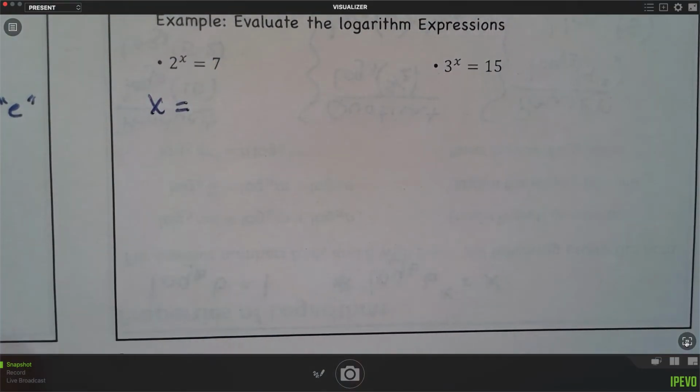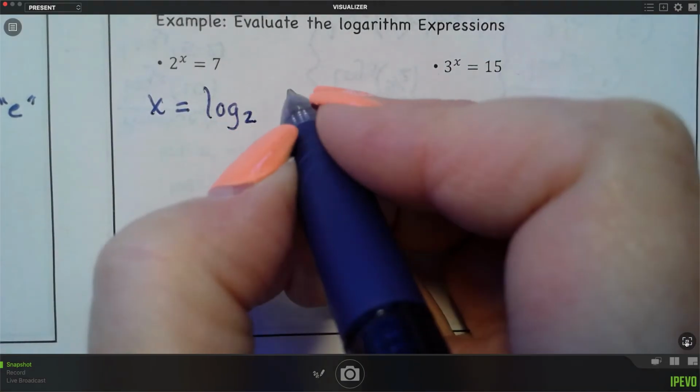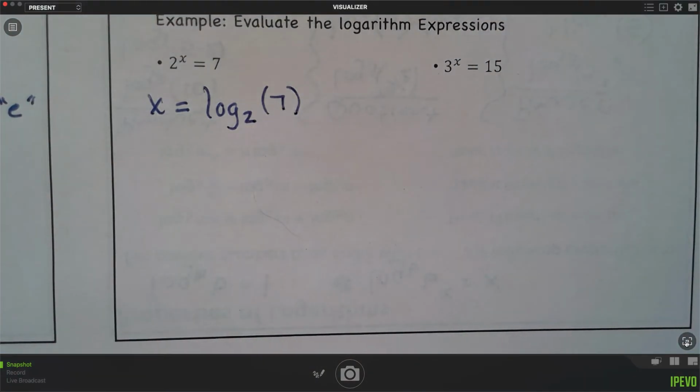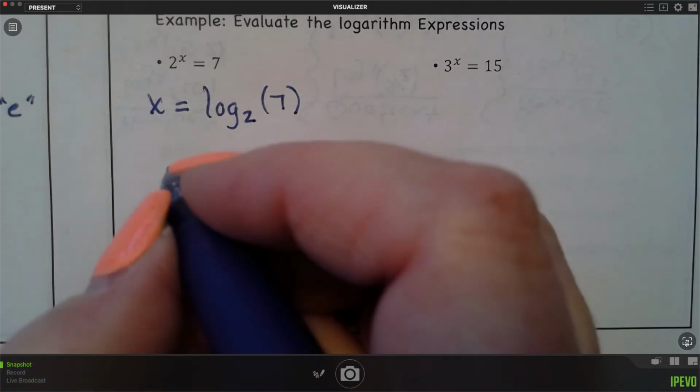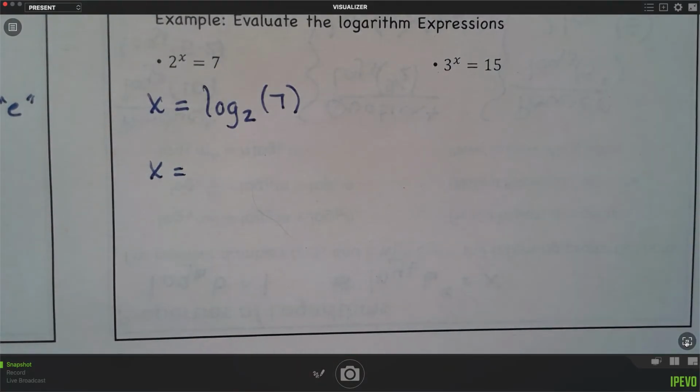So x equals what? Log base 2 of 7, which is already there. And we couldn't do that. We left it like that last week, right? Now we can do it. So what is x equal to? Use the change of base formula.